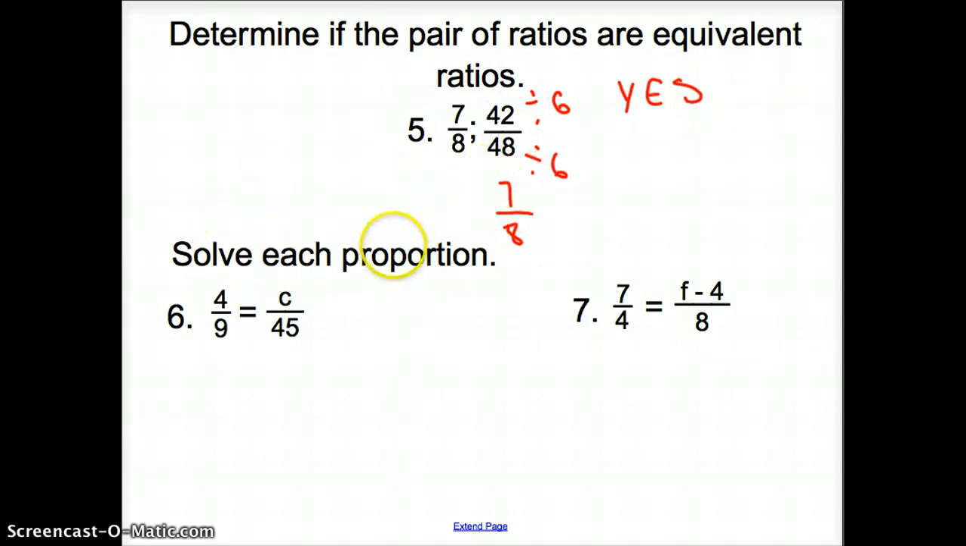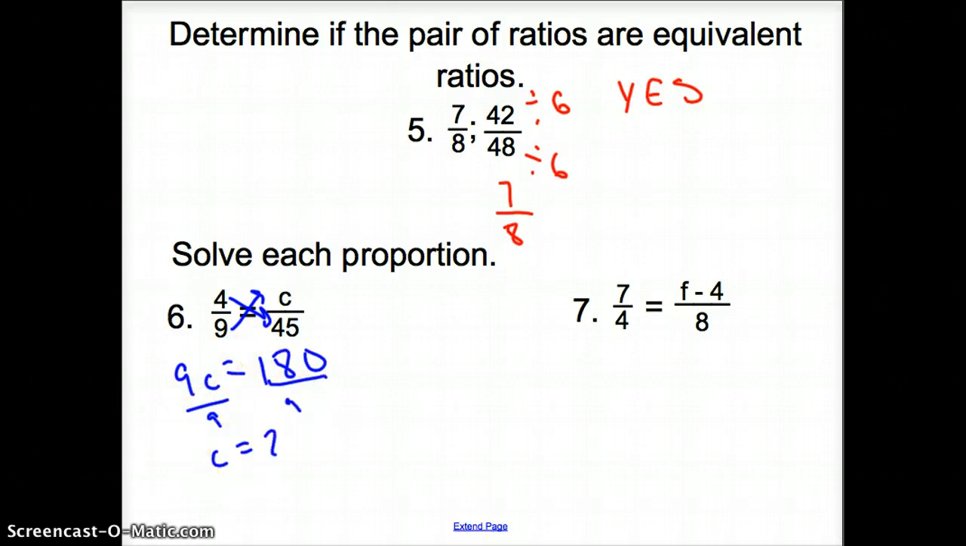Now let's go on to solving proportions. I think a lot of you have a good understanding on how to solve proportions from yesterday, but we're still going to go through it. Remember, to solve proportions, we have to cross multiply. So 9 times c equals 4 times 45. Remember, we're multiplying. So 4 times 45 is 180. Now how do we solve? We divide by 9. Divide by 9. So c equals 20.